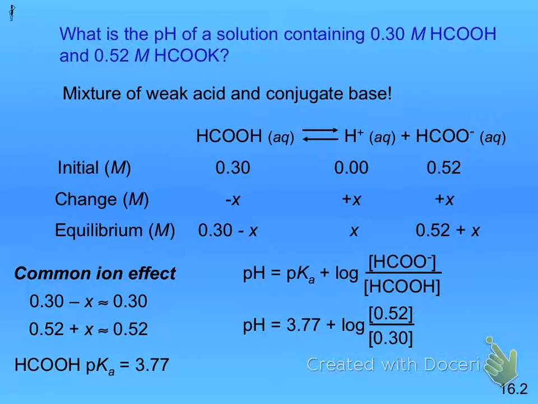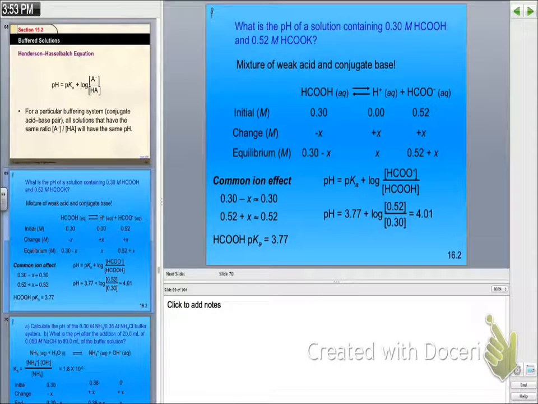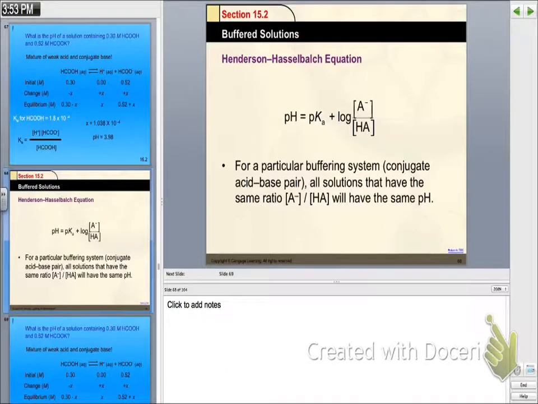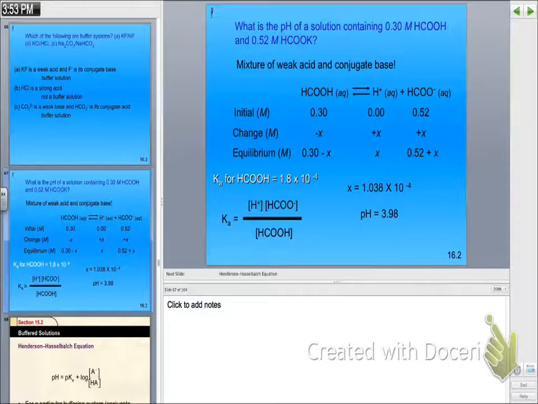So if I plug all of my numbers into the Henderson-Hasselbalch equation, I get pH equals 3.77 plus log 0.52 divided by 0.30. And my number is actually a little bit different. It's 4.01, and that's different than my previous slide had said. Let's go back up to the previous slide to show you that. Your difference is about 3 hundredths. You've got 3.98 and 4.01.